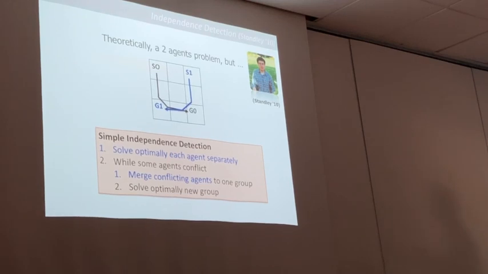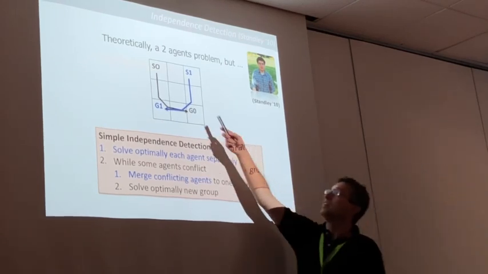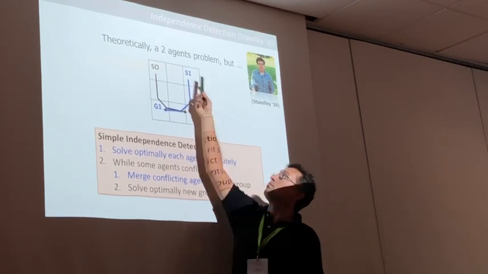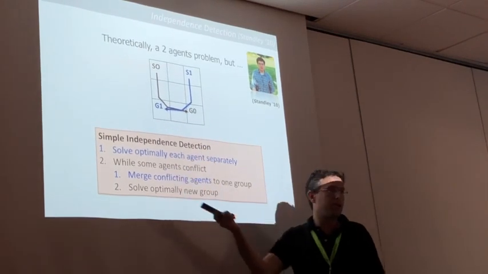Then what will happen if we're running independence detection? We'll merge them and solve them as a two-agent problem. But if you look at it closely, that's just bad luck, right? Because if this agent would think a little bit, it would know, okay, the other went here, I should choose this one, and then there will be no collision.